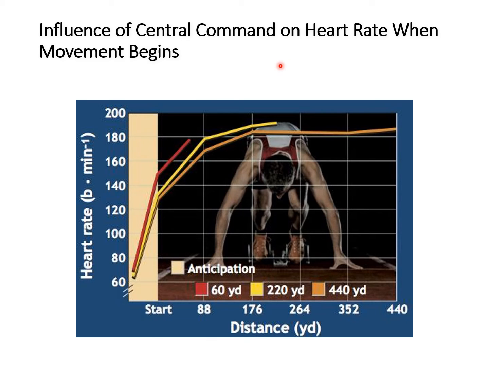Here's the influence of central command on heart rate when movement begins. You can see right off the bat we have this point of anticipation. When we're anticipating that we're going to move, if it's just before a race, or just before we need to run away from something, we get this big spike in heart rate. It really jumps just in anticipation. Then as we start to run, it continues to increase. As our brain understands that we are about to do something strenuous, it automatically increases our heart rate to prepare the body.